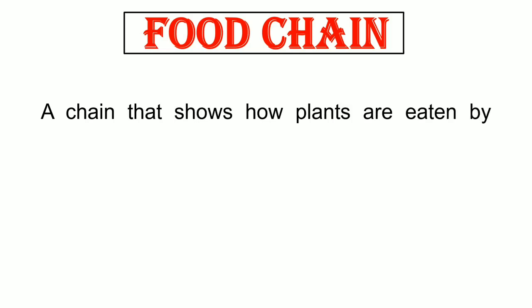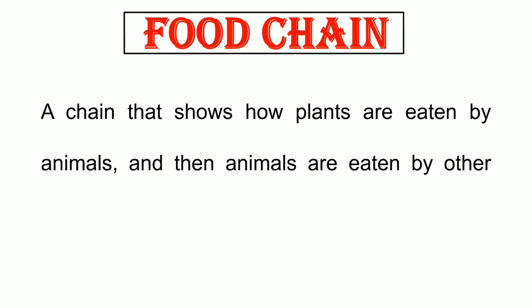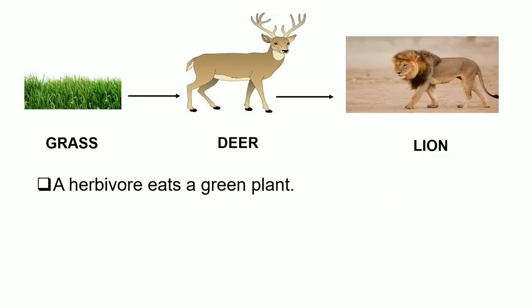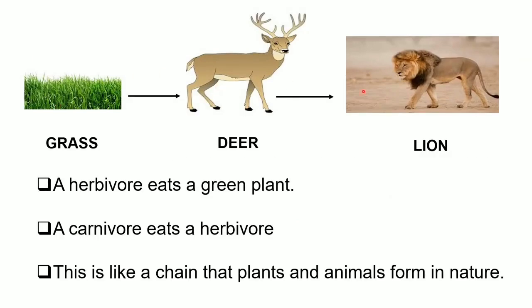Let's learn the definition of the food chain. A chain that shows how plants are eaten by animals and then animals are eaten by other animals is called a food chain. Let's learn some more examples, like the grass is eaten by the deer and finally the deer is eaten by the lion.